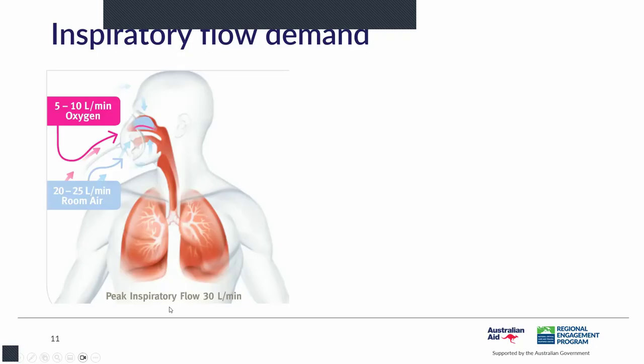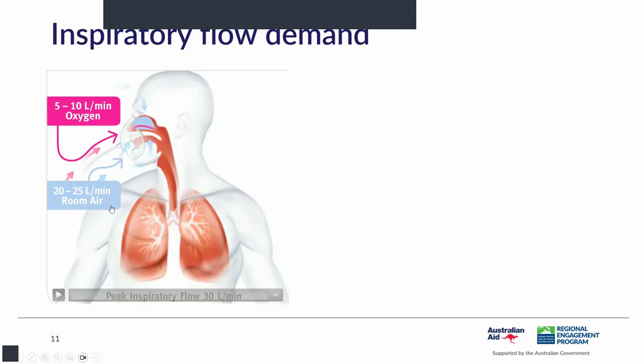This patient requires 30 litres of flow to match his inspiratory flow demand. So the other 20 litres of flow is coming from the air. So 20 litres of room air and 10 litres of oxygen gives us a flow of 30 litres per minute. So that's the theory behind it.